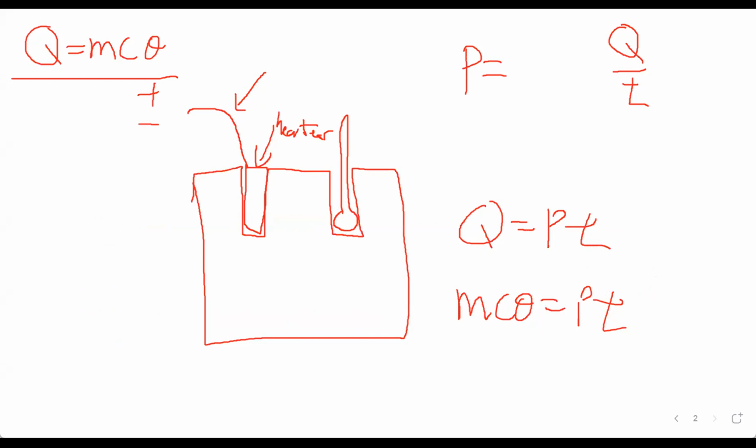Copy this down right now into the box. Power is equal to energy over time, energy equals power times time, and mcθ equals power times time. Once you're done copying, write the units for your own sake, right?